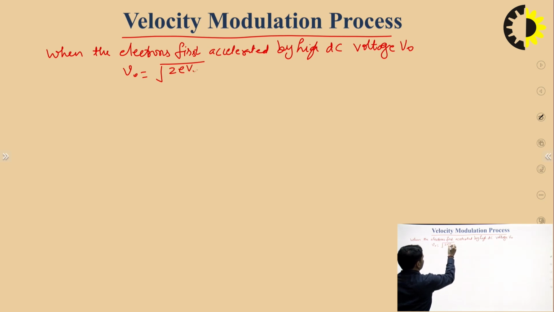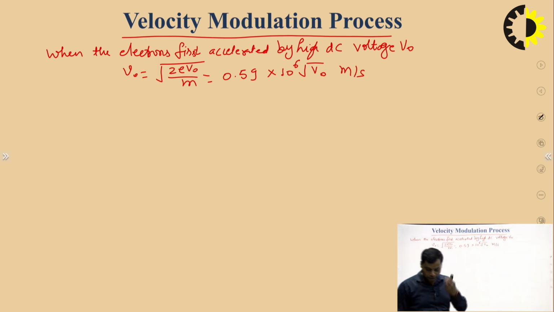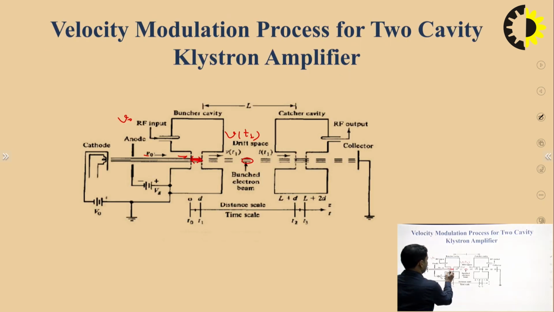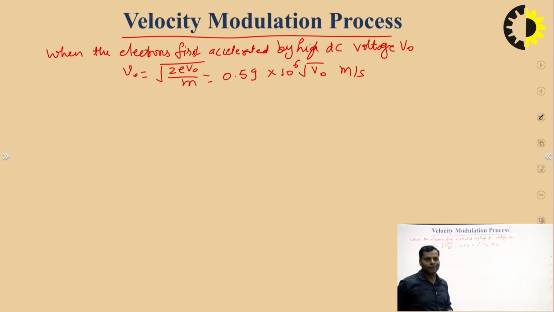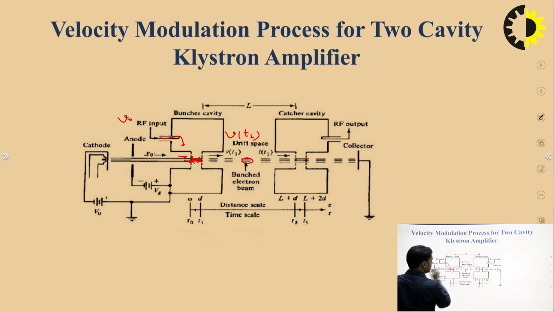or it will be 0.593 into 10 raised to power 6 under root of V naught meters per second. After this, the electron now enters this gap. So what will happen after that, when a microwave signal is applied to the input terminal, meaning from this end the microwave signal is now applied here.